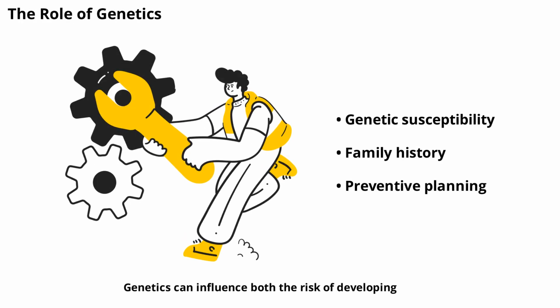Genetics can influence both the risk of developing osteoarthritis and the speed at which it progresses. Some people inherit genes that make their cartilage more susceptible to damage or their joints more prone to inflammation. Family history is an important consideration when assessing risk and planning preventive strategies.